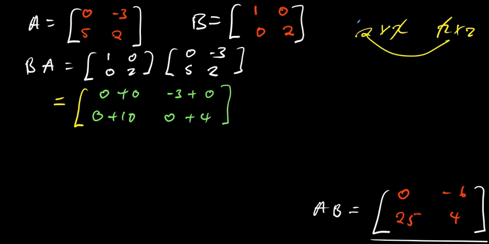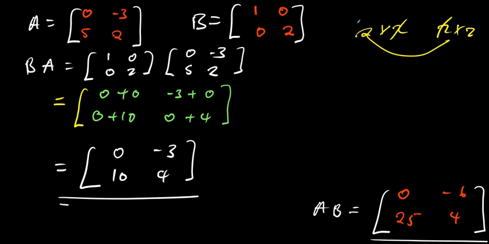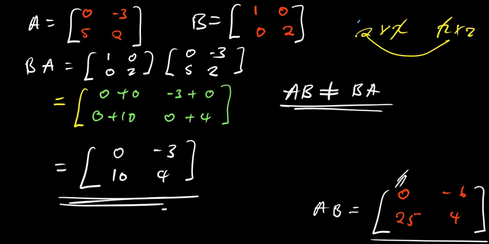So what will be the final answer? So it will be 0 plus 0 is 0. Negative 3 minus that is negative 3. Then that is 10. That is 4. So this is the answer. Now you can clearly see that this answer and this answer, they are two different things. Therefore, A times B is not equal to B times A. That's very important. We have to take note of that.